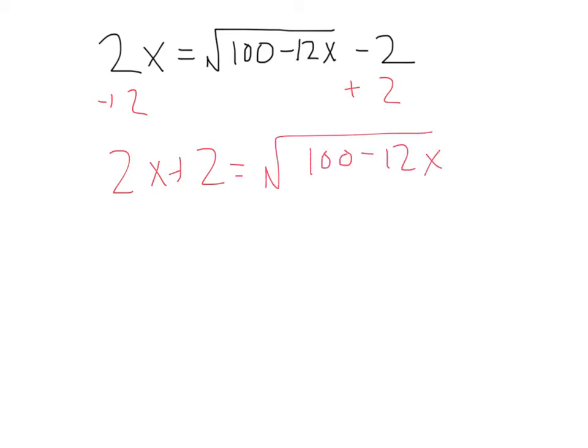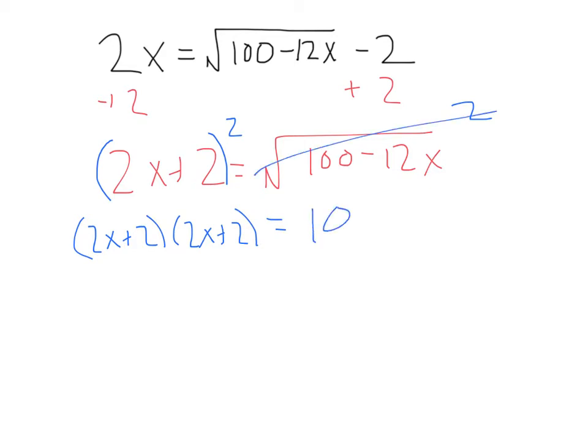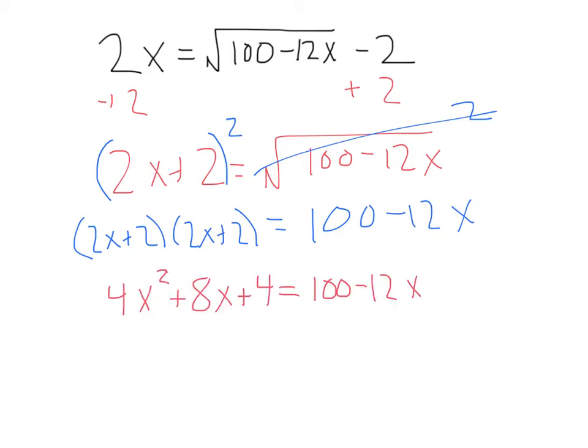Next, I can go ahead and square both sides. Now remember, when I square this left side, I'm going to have to FOIL this out. It's going to give me (2x plus 2) times (2x plus 2) equals, and then the square roots will cancel, 100 minus 12x. Alright, I went ahead and distributed that out here to get this.